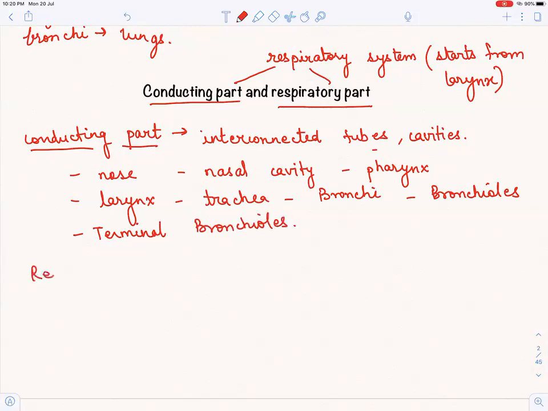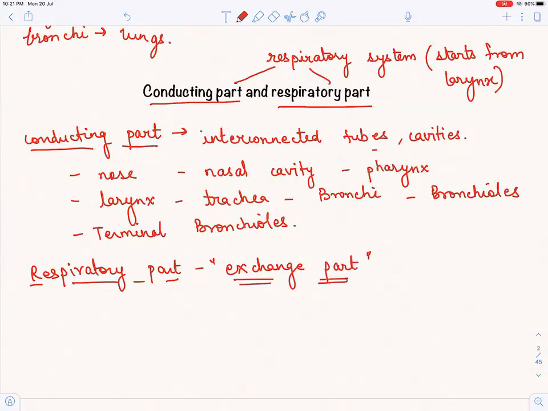Now, if we see the respiratory part of the respiratory system, what do we mean? That is actually the exchange part, right? So what will it consist of? It will consist of tissues. Where? Within the kidney? No, within the lungs. Obviously, we're studying the respiratory system. Within the lungs, where gas exchange occurs. So these are the tissues.